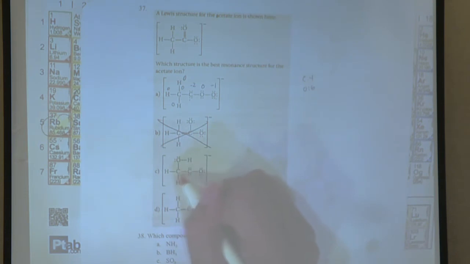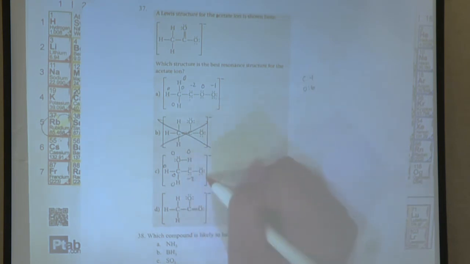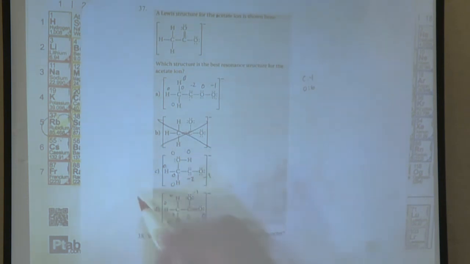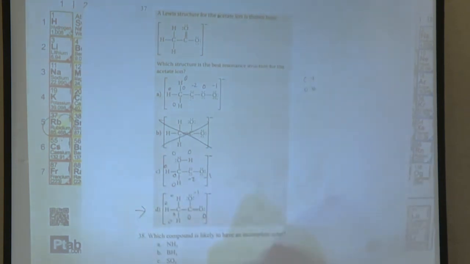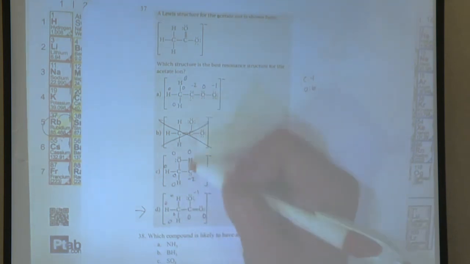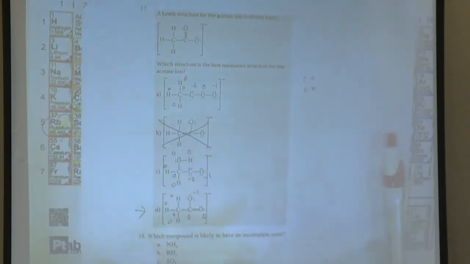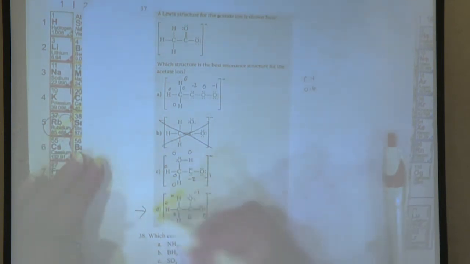This one has formal charge 0, 0, 0, 0. This one has a -2. This one has a -1. And then this one has 0, 0, 0, 0. This one has a -1, 0, 0. So the answer here should actually be D. Because while none of them are perfect, the only formal charge in D is on the most electronegative atom, right? Here, carbon has a -2 formal charge, making it very unhappy and very reactive. So here, the answer has to be D.